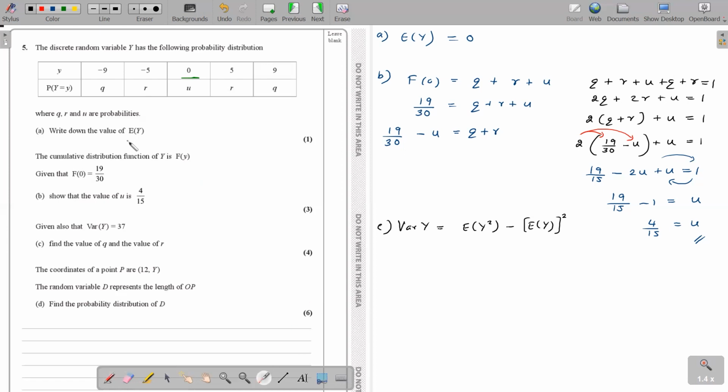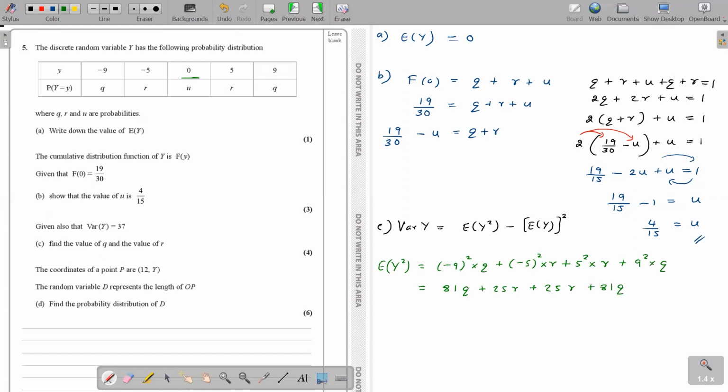E(Y) we already found, right? Expected value of y we found to be 0 in the previous part. E(Y squared) should be found. So how do we find the E(Y squared)? Minus 9 squared into Q, plus minus 5 squared into R, and here 0 into U, it's not necessary. Again 5 squared into R, and 9 squared into Q. Is that okay? So when we multiply here, I get 81Q plus 25R, there should be a plus here, right? Again plus 25R plus 81Q.